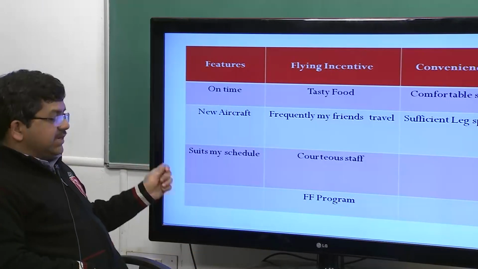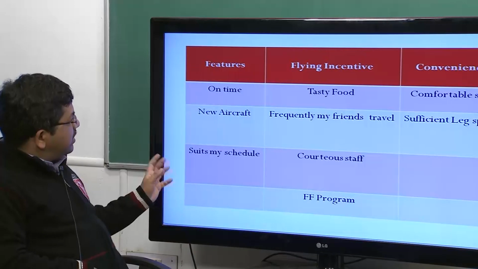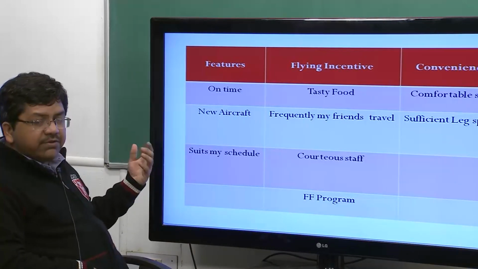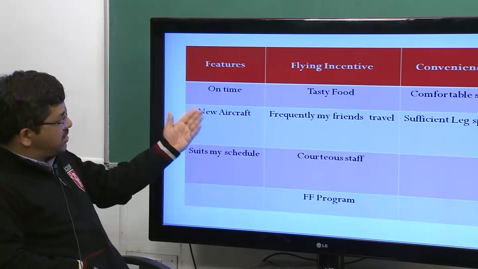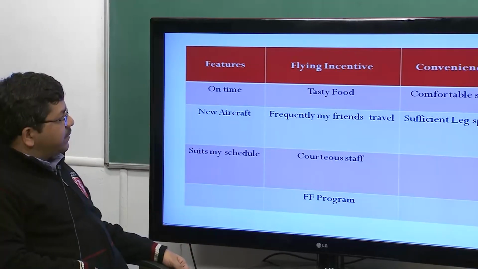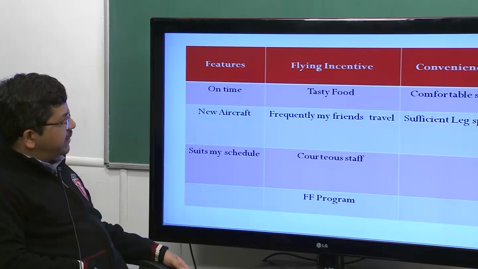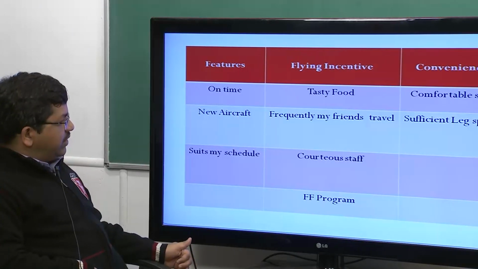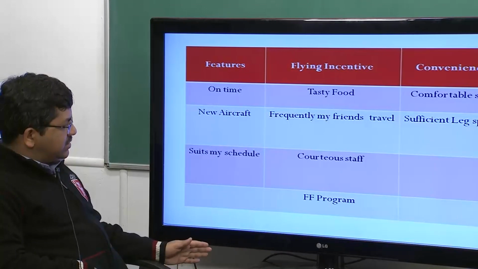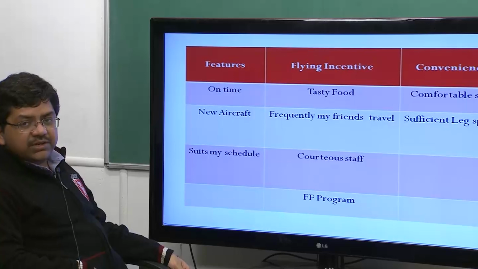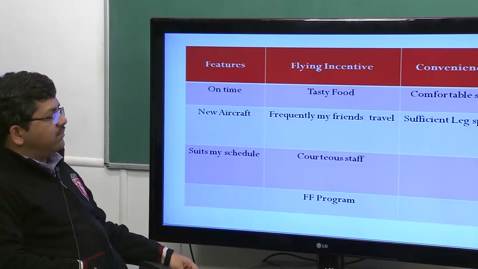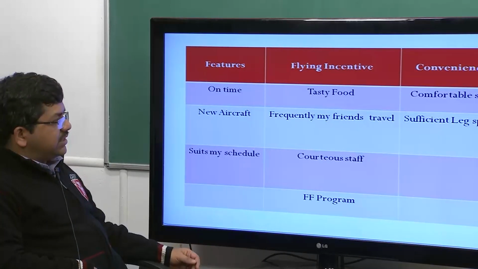So, these are basically the functional or feature related benefits that are expected from an airline by the customers. You have the second type of benefits in the form of flying incentive, that is tasty food, frequently my friends travel, courteous staff, and frequent flyer program. And then in the convenience factors, you have comfortable seats and sufficient leg space.